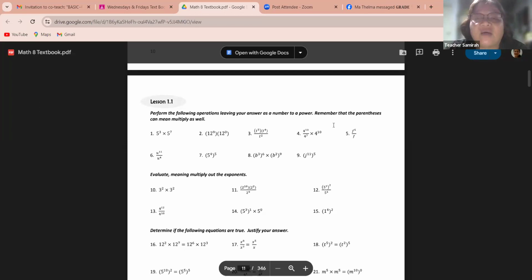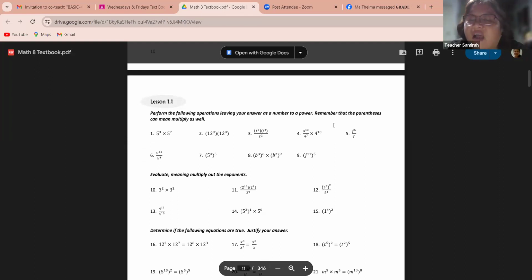How about number 8? You can correct your answer or check your answer if you think you were able to get it. Number 8 is a combination of multiplication having the same base and power to a power. What is your answer for that one? B with the power of 36.